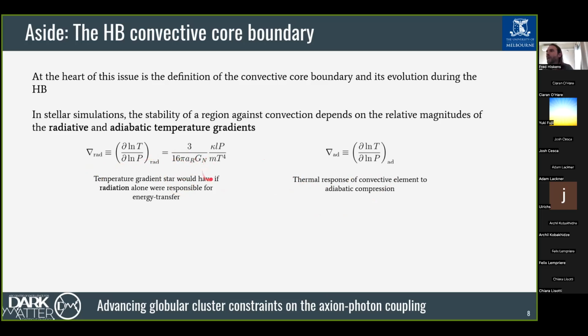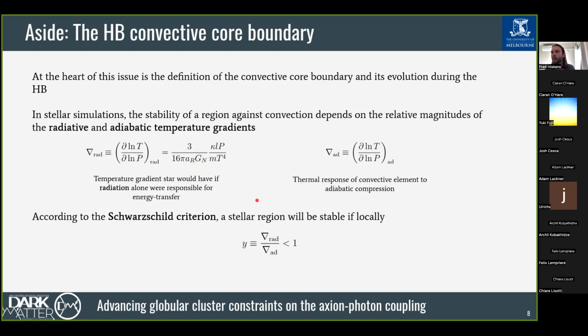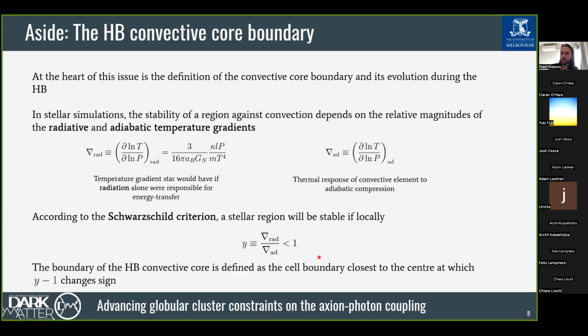It's not a very pretty equation. The main things I want you to take away here is that it has this dependence, first of all, on the opacity kappa, but also the luminosity at radius r. These are the two things that will be relevant. According to the Schwarzschild criterion of stability, a stellar region will be stable if locally this parameter y, which is just defined as the ratio of these two temperature gradients, is less than 1. So with this in mind, the boundary of the horizontal branch convective core will simply be defined as the cell boundary in our model closest to the center of the star, at which y-1 changes sign.